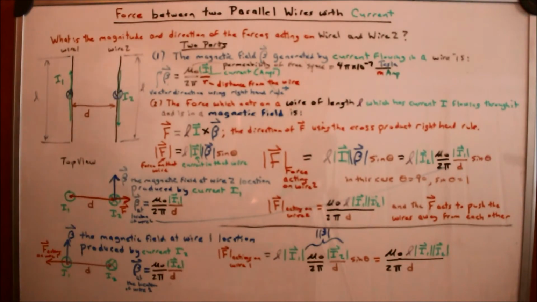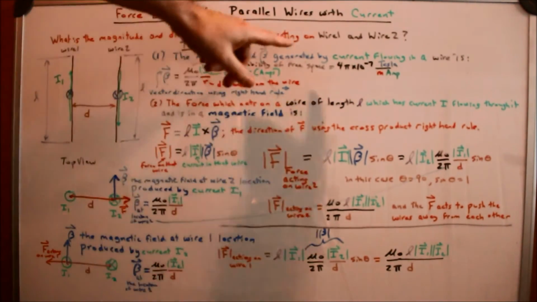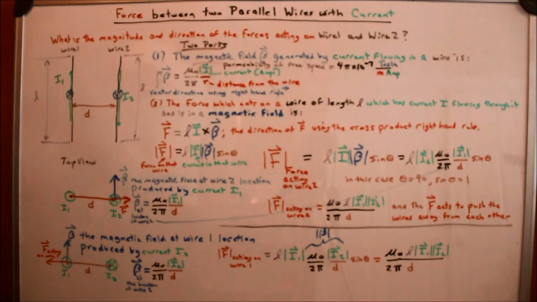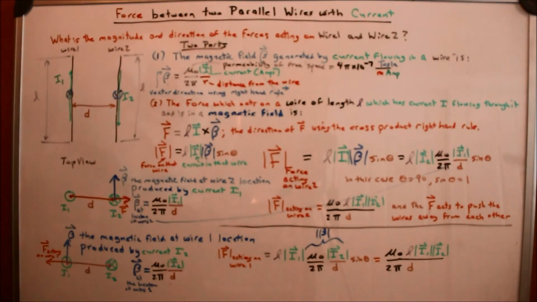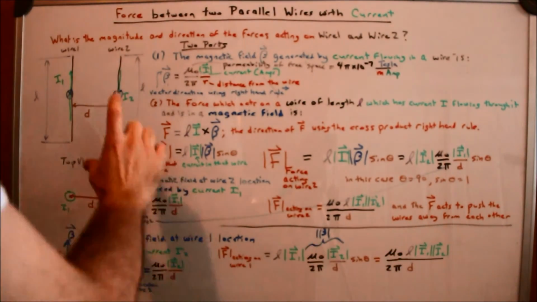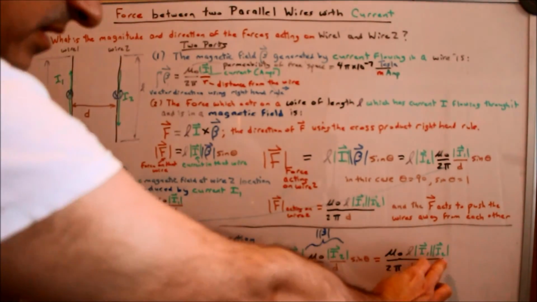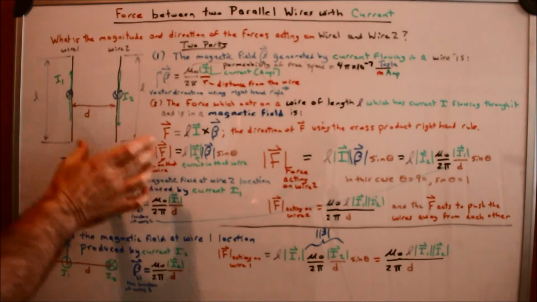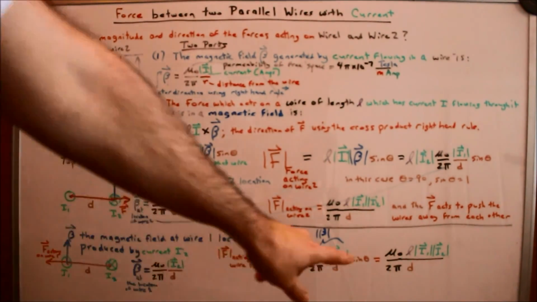So that's solving this problem. If you understand this, you understand both how magnetic fields are generated by currents flowing on wires, and how forces act on wires which have current flowing through them in a magnetic field. And if you look at the answer, it makes sense. The longer the length, the more the force. The higher either one of the currents, the more the force. The farther apart, the less the force. And it depends on the permeability of free space.